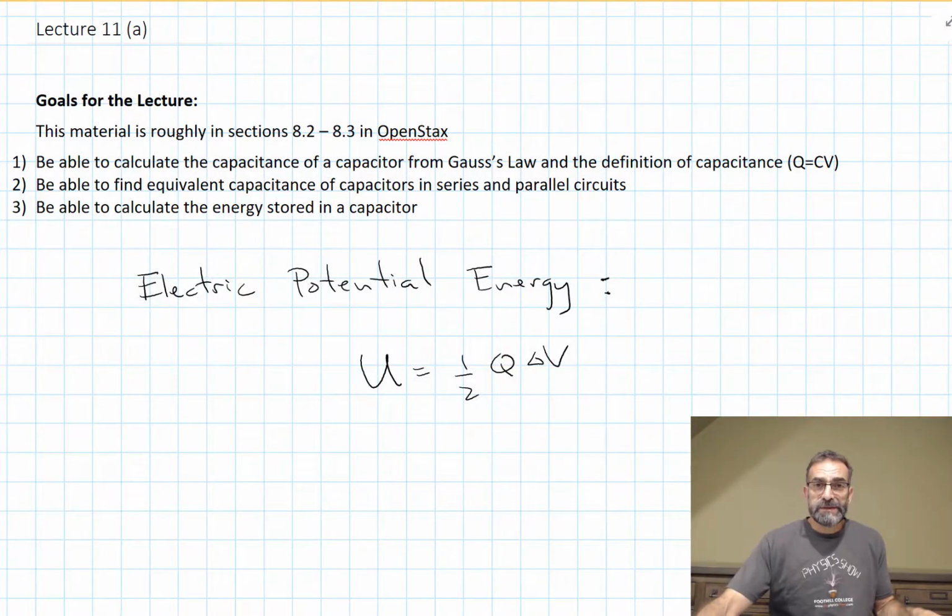The potential energy stored in the capacitor is 1/2 Q delta V. You might be thinking, why 1/2? Isn't the work done in moving a charge through a potential difference Q times delta V? Shouldn't this just be Q delta V? And the answer is that we didn't move all the charges through that whole potential difference.